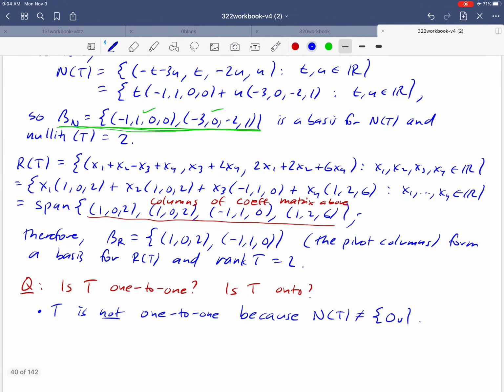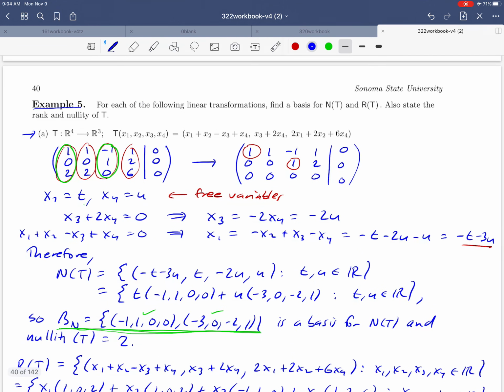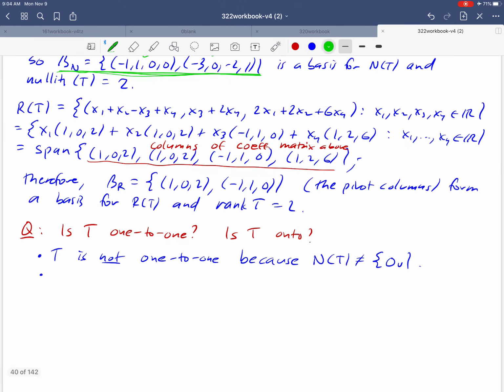And what about onto? Well, here we might just make a couple of observations about how our transformation looked. To be onto would mean that we need to be able to hit every vector in our codomain, R3. Now, how big is R3 as a vector space? What's its dimension? It has a dimension of 3. And then ask the question, how big is our range? Well, a basis for the range just has 2 vectors in it. And 2 vectors is not enough. We can't make every vector in R3 just by taking linear combinations of 2 vectors. So here's what we can say.